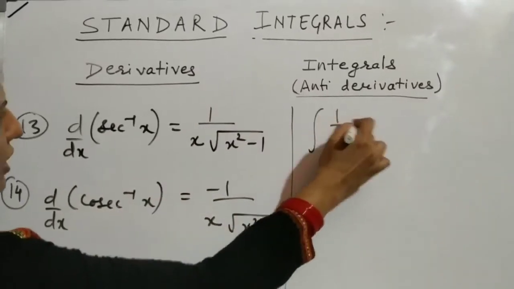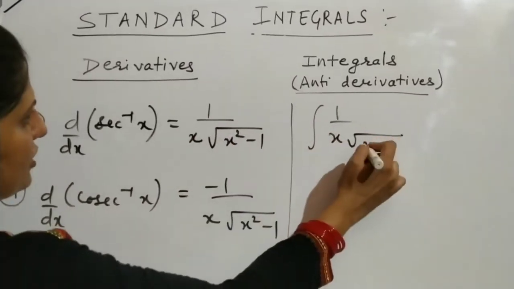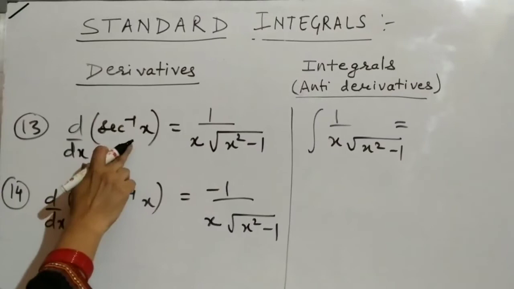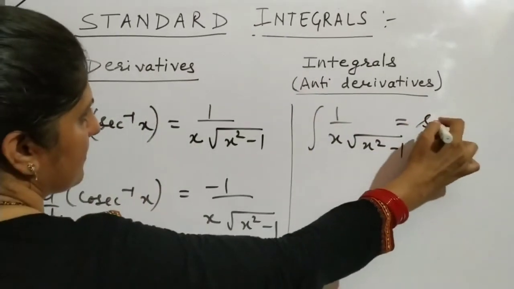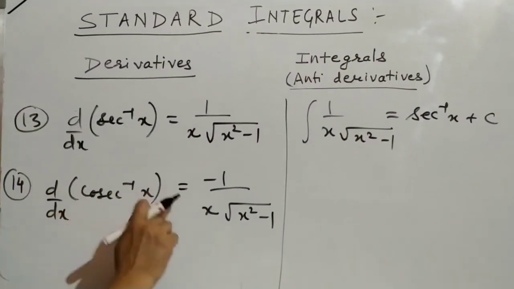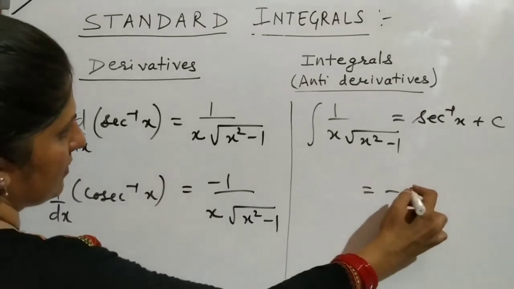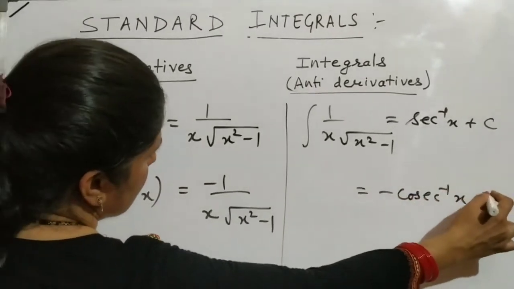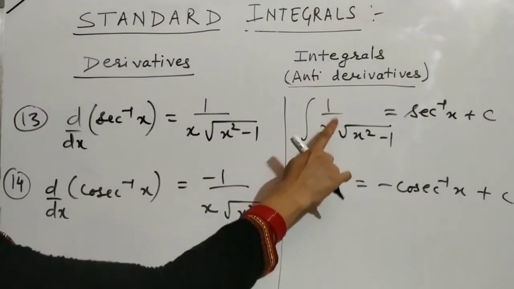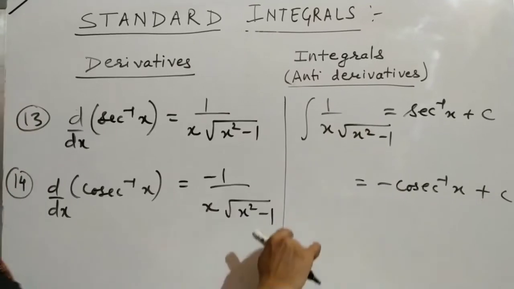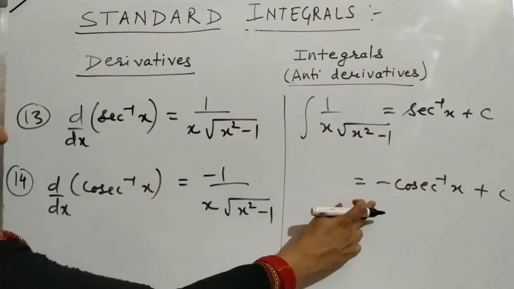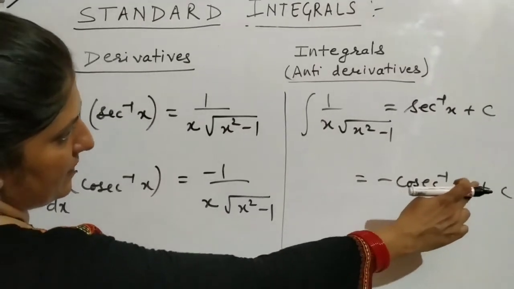Thus, integral of 1 upon x into under root x square minus 1 is equal to secant inverse x plus c, or you can say minus cosecant inverse x plus c. So integral of 1 upon x under root x square minus 1 is equal to secant inverse x plus c, or you can say minus cosecant inverse x plus c.